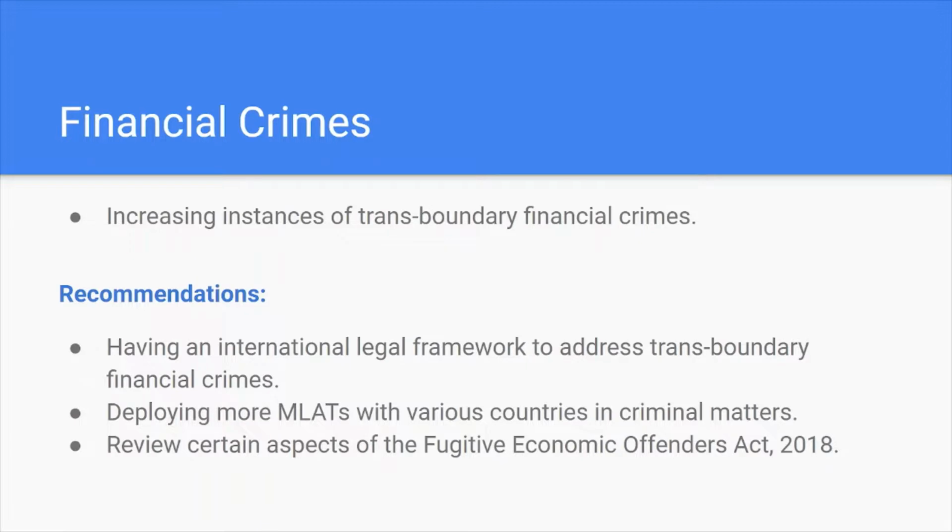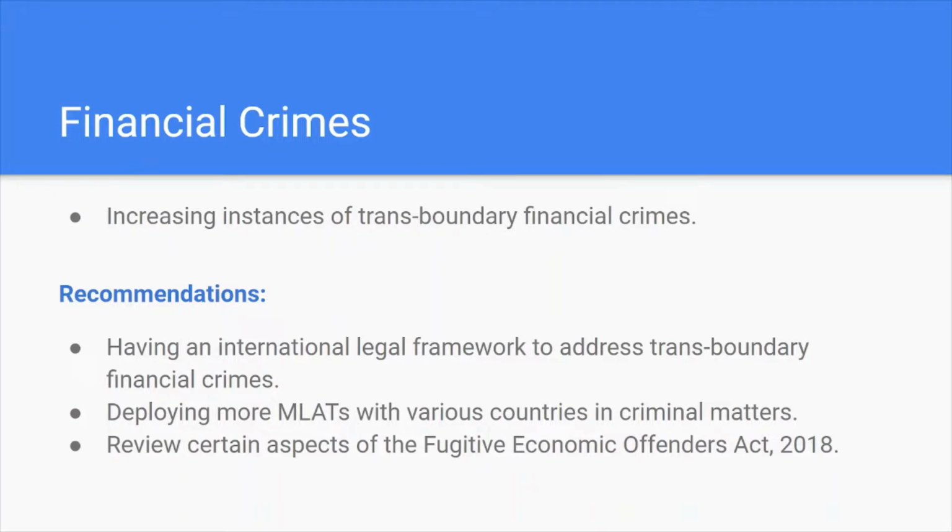Lastly, we come to our final category, that is financial crimes. Now, financial crimes are important from an international perspective because they are transboundary in nature, and recently there has been an increasing number of instances of transboundary financial crimes. So for this purpose, the committee has recommended that an international legal framework that addresses transboundary financial crimes should be brought into the picture. As of now, India has 42 MLATs with various countries in criminal matters.